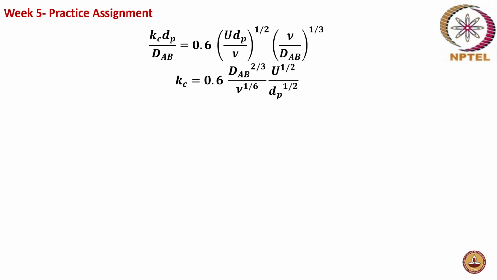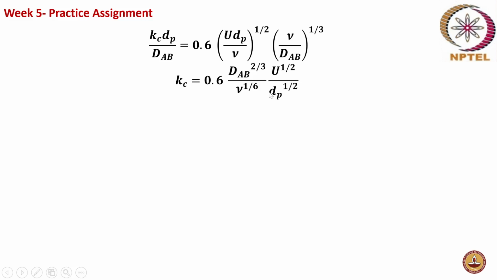Similar, and your nu is there in both these terms. So it is nu power 1 by 3 minus 1 by 2. You will end up with nu power minus 1 by 6. So you bring the nu to the denominator, so it is nu power 1 by 6.